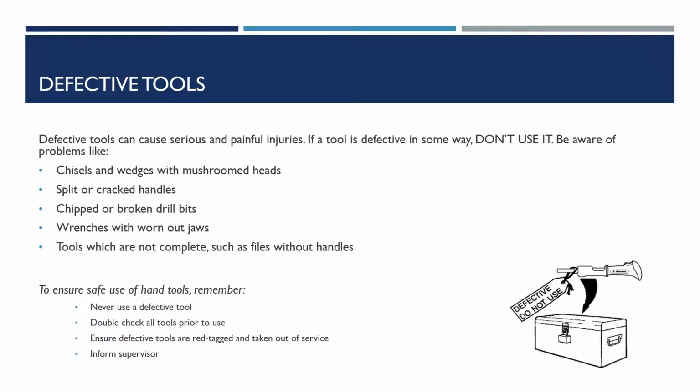Defective tools. Defective tools can cause serious and painful injuries. If a tool is defective in some way, do not use it. Be aware of problems like chisels and wedges with mushroomed heads, split or cracked handles, chipped or broken drill bits, wrenches with worn out jaws, and tools which are not complete, such as files without handles.